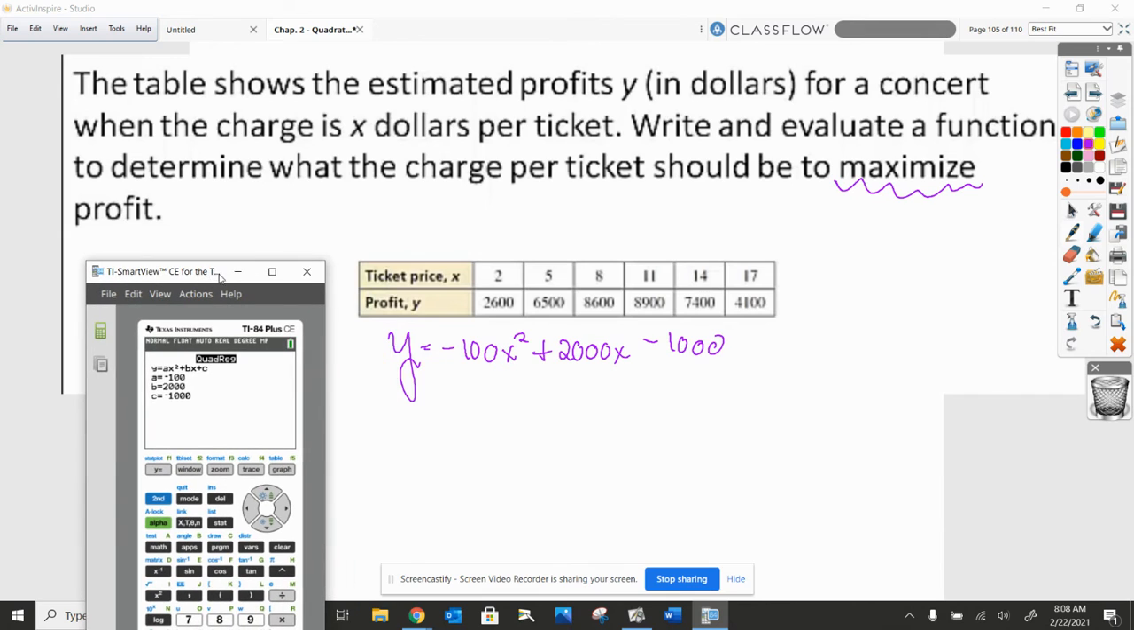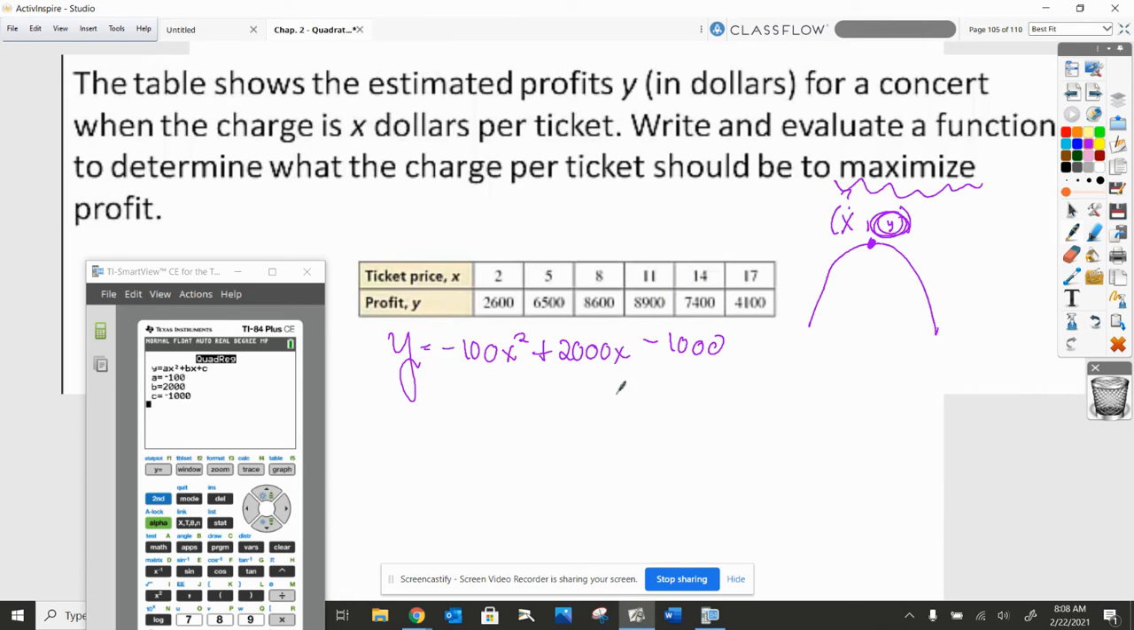Now what we need to determine is what X value would maximize profit. So maximizing profit would be maximizing the Y. And maximum, remember, always means the vertex. So what we're being asked to find is the vertex, but they're asking what X, or what ticket price, gives me this maximum profit. The maximum profit is going to be Y. So we're asked to find what X is. Regardless, we need to figure out what the vertex is.